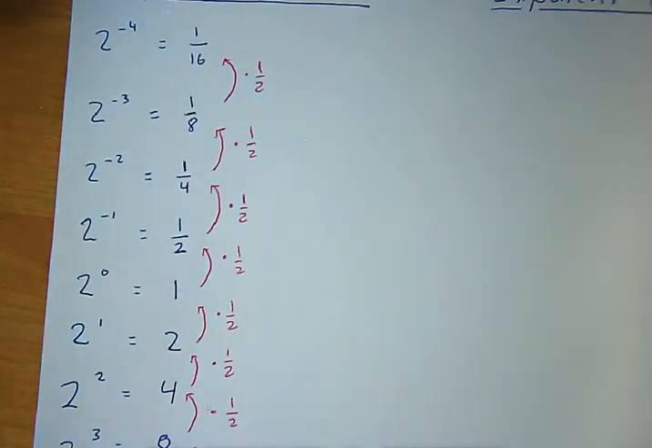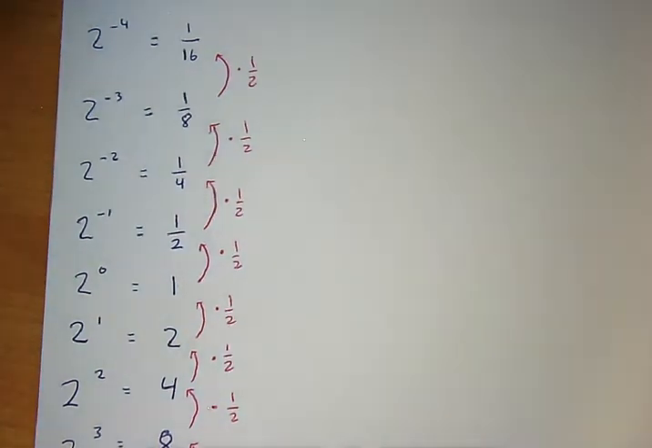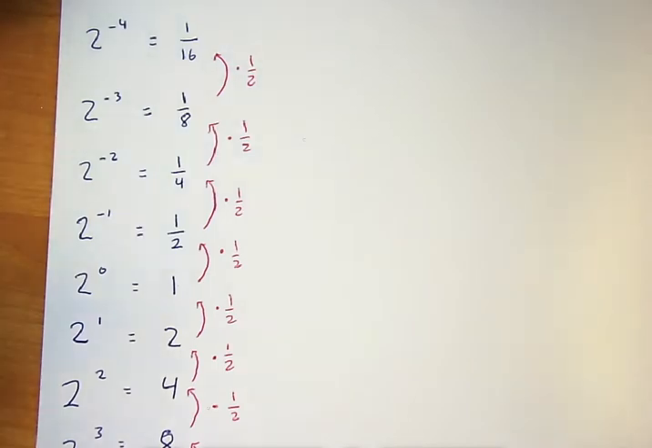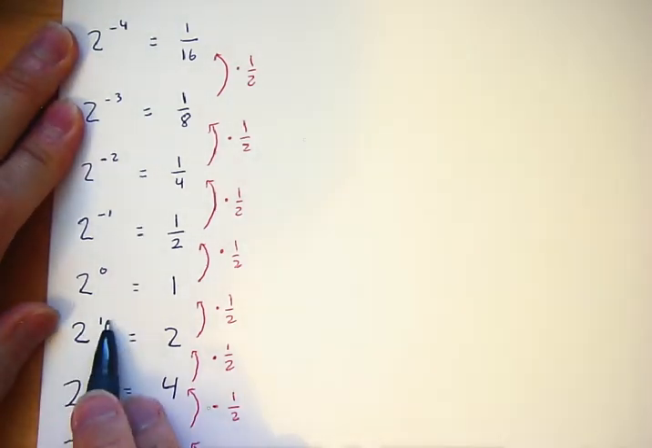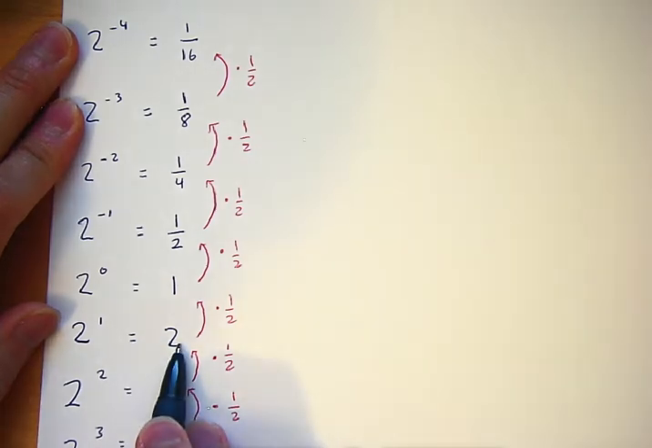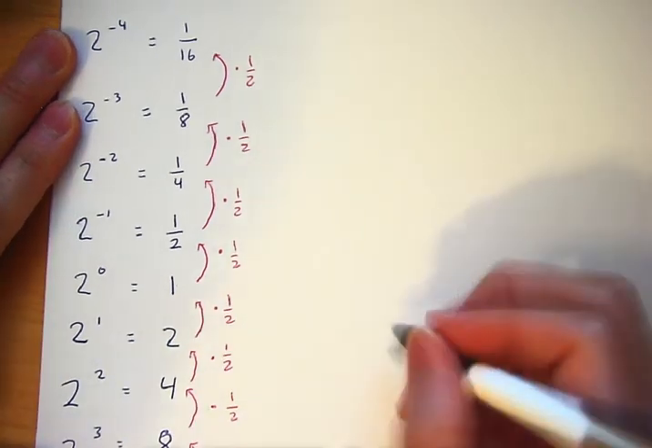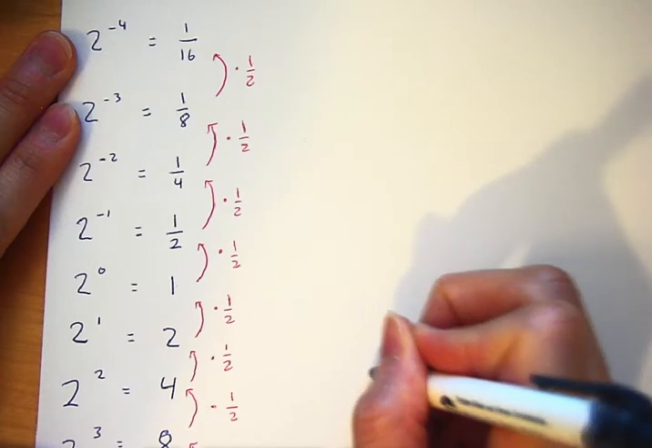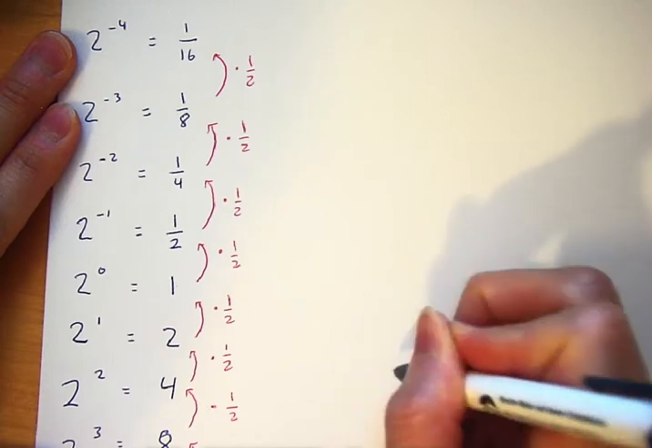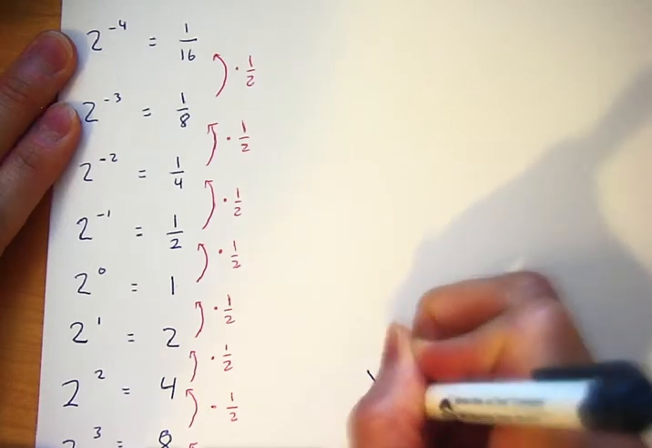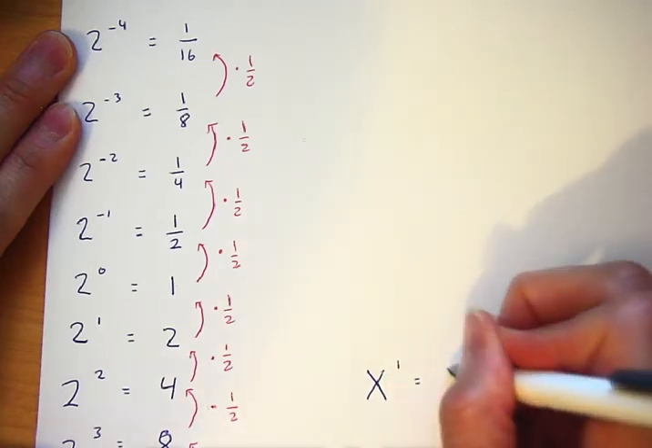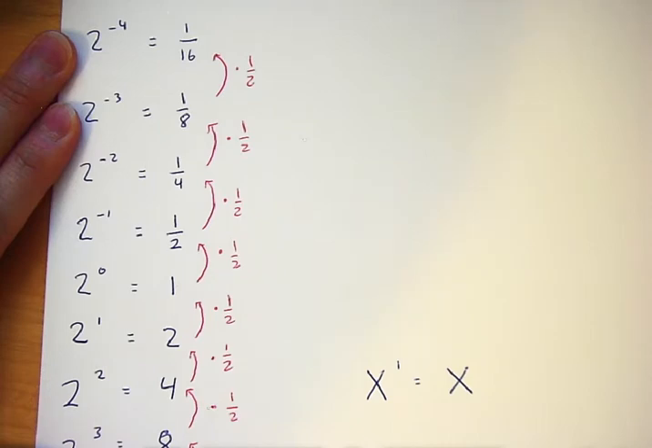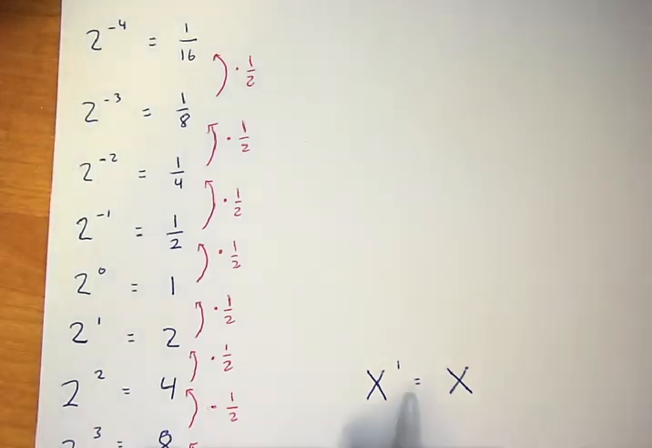Okay, so a couple of things I want to point out here. 2 to the exponent 1 is 2. Anything, sure, I'll just put x. Anything to the 1 power is equal to that anything. So 5 to the 1 power is 5, x to the 1 power is x. So this is the first thing I want to point out.